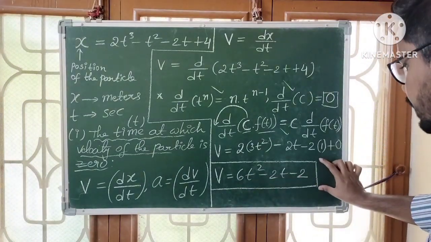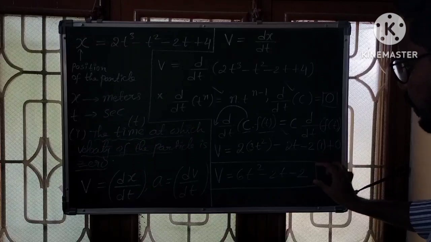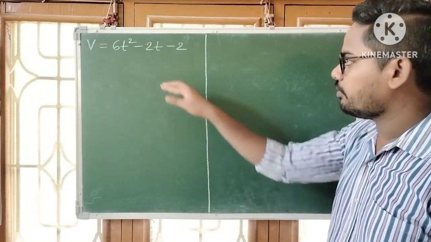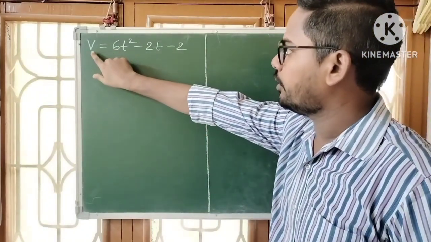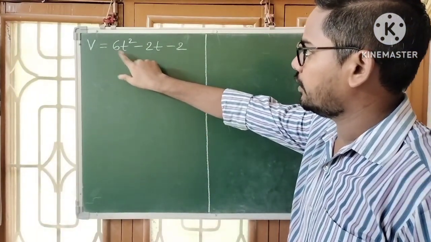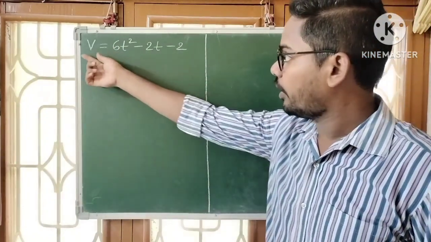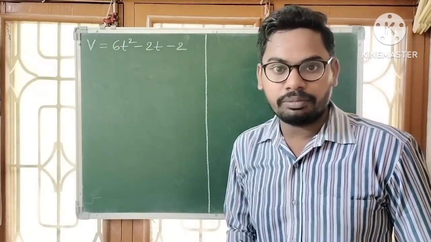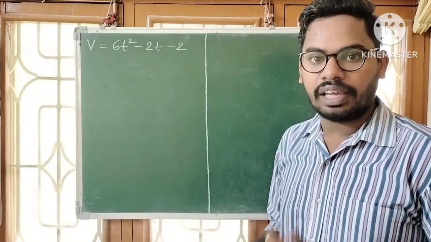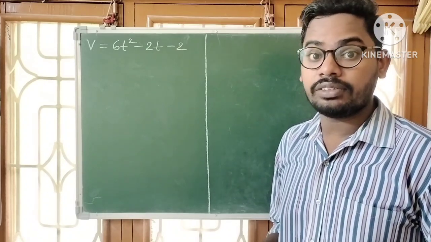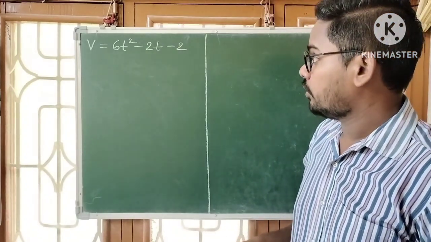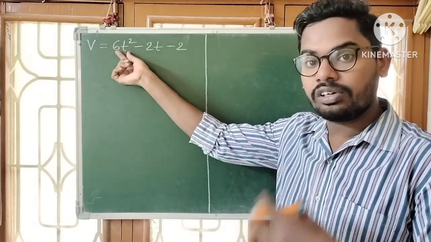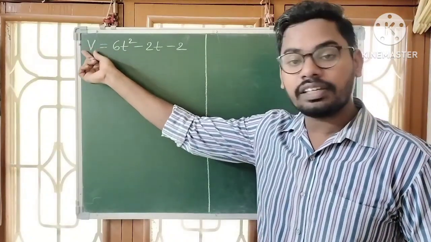Using this equation, we can find the time at which the velocity of the particle is 0. So finally we derived the relationship between velocity and time. So we have an expression for velocity in terms of time. So in question 1, we have to find the time at which the velocity of the particle is 0. So it means for what value of t this velocity is equal to 0.